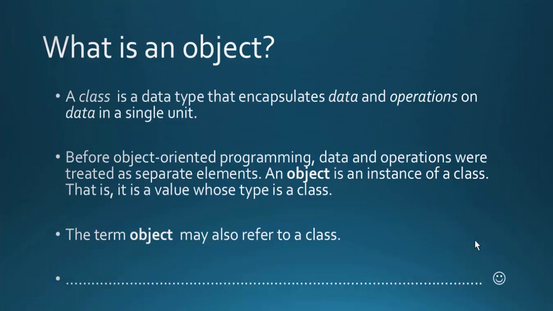What's an object? A class is a data type that encapsulates data and operations on data in a single unit. Before object-oriented programming, data and operations were treated as separate elements. An object is an instance of a class. That is, it's a value whose type is a class. The term object may also refer to a class.